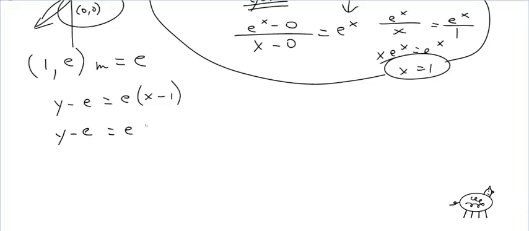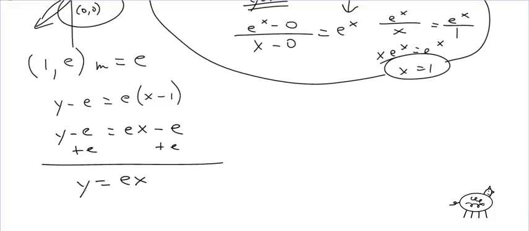But if I simplify it a little more, ex minus e, and then I add e to both sides, I get y is equal to ex. Not e to the x, but ex, and that's the equation of that line. Okay, it's a really, really good problem. I really like that problem. But that's your answer to number 49.